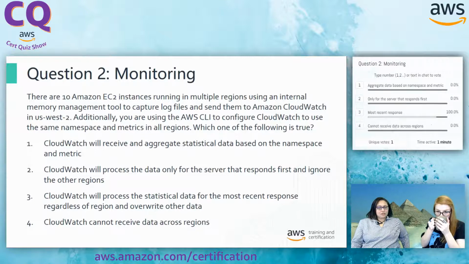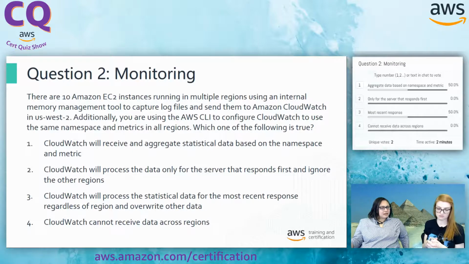Obviously, CloudWatch is a regional service and it works within a region, but if we're going to send all of the metrics to US West, it will still receive them. So let's go through the options. CloudWatch will receive and aggregate the data based on the namespace and metrics. That seems right to me, because it's going to receive the data regardless. It's not in any specific order or anything.